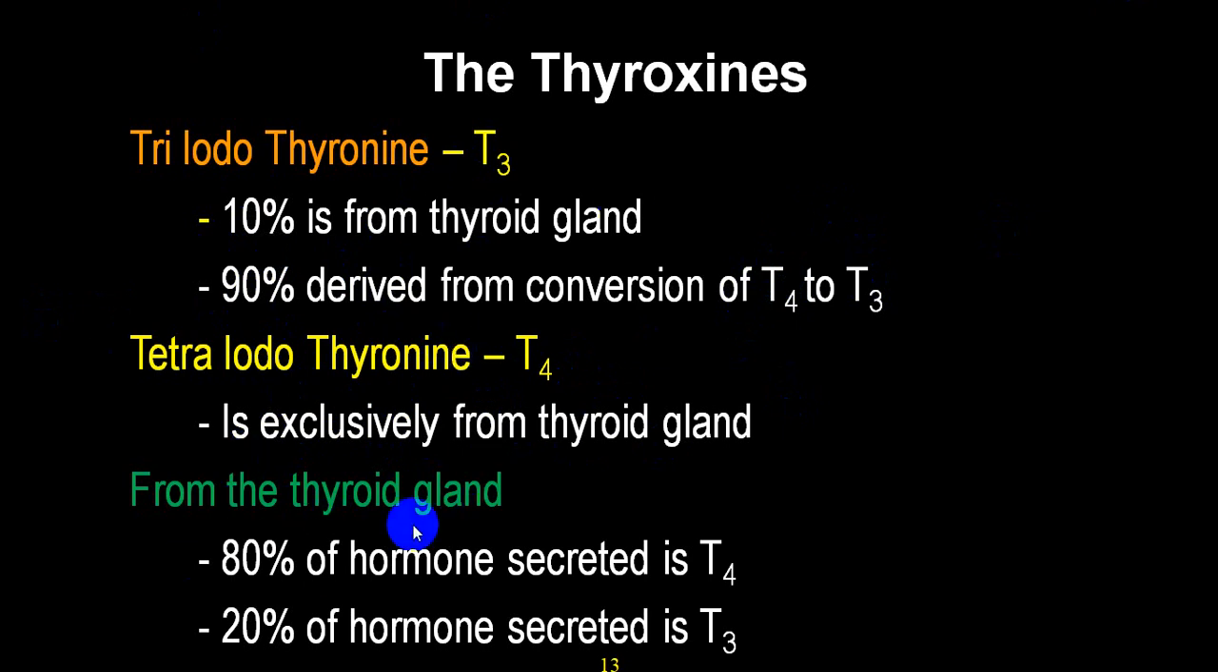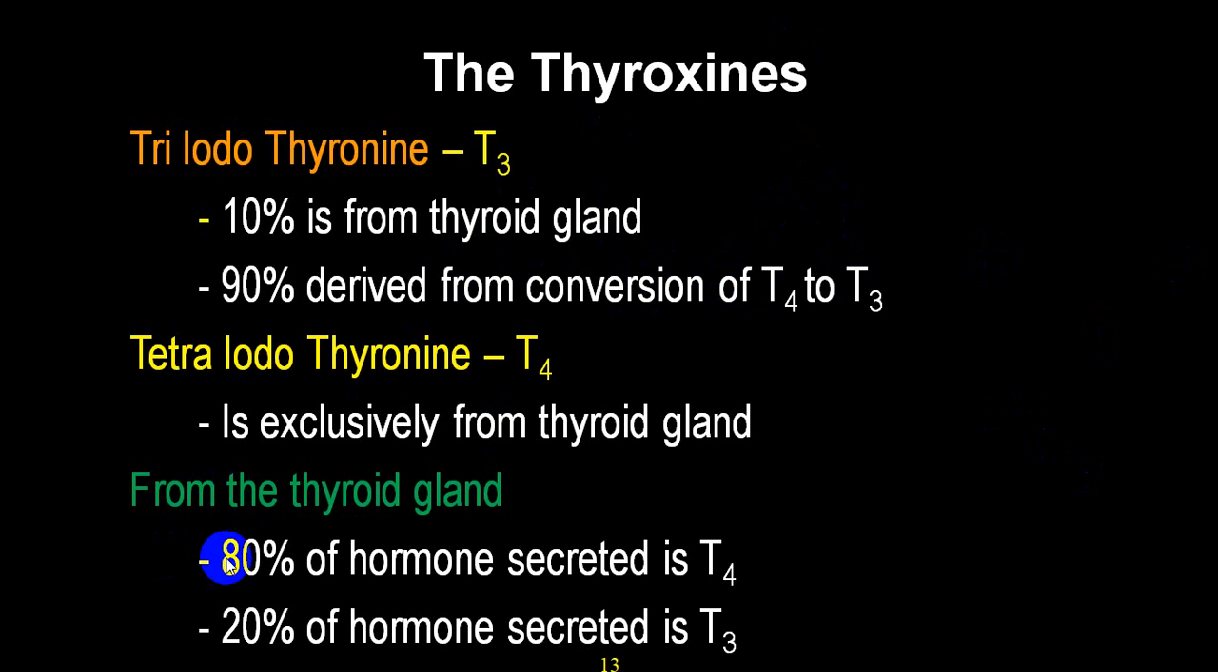From the thyroid gland, 80% of the hormone is T4 and 20% is T3. So T3 secretion from the thyroid gland is only 20%, and that accounts for what we call 10% of total thyroid hormone, and 90% of that will be from conversion of T4 to T3. So that is how it is.